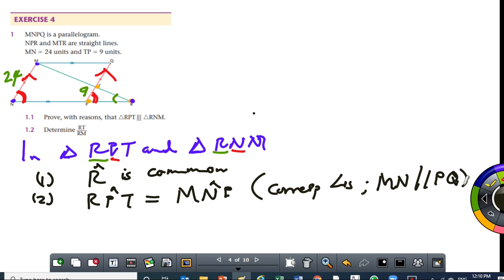Once you prove that these two pairs of corresponding angles are equal, the third pair is based on the sum of angles in a triangle. If you still want to prove it using corresponding angles, in this case it's also okay. But you must remember that once you prove that two pairs of corresponding angles are equal, the third pair is automatic. It's based on the sum of angles in a triangle.